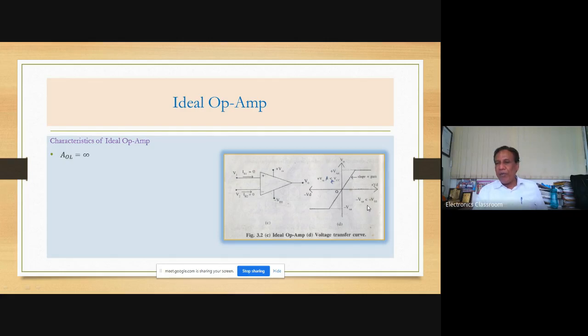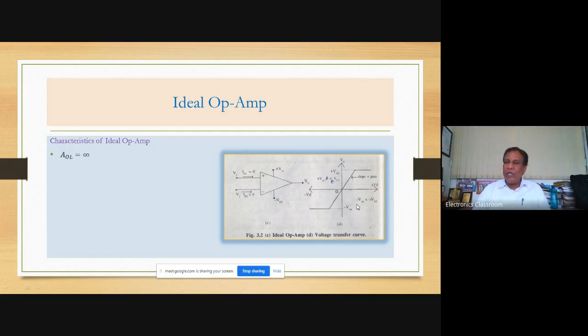An operational amplifier has two inputs and one output, and we are going to see at what condition the operational amplifier changes state. When's the state changed? When V1 minus V2 have the same magnitude, the output is zero. At the same time, it can switch from minus V saturation to plus V saturation, or vice versa, plus V saturation to minus V saturation.